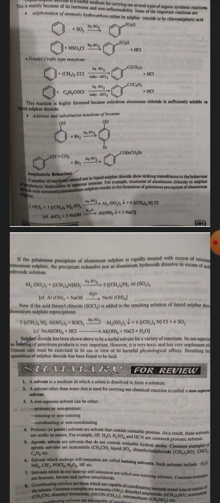A number of reactions carried out in liquid sulfur dioxide show striking resemblance to the behavior of amphoteric hydroxides in aqueous systems. For example, treatment of aluminum chloride in sulfur dioxide with ammonium sulfite results in the formation of a gelatinous precipitate of aluminum sulfite. If the gelatinous precipitate of aluminum sulfite is treated with an excess of ammonium sulfite, the precipitate redissolves, just as aluminum hydroxide dissolves in excess sodium hydroxide solution.